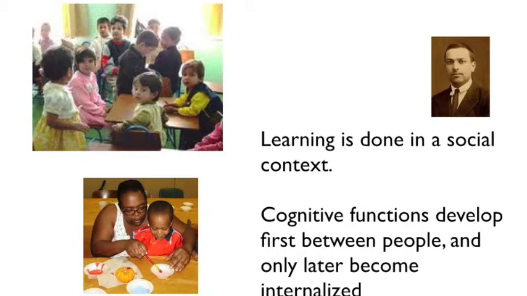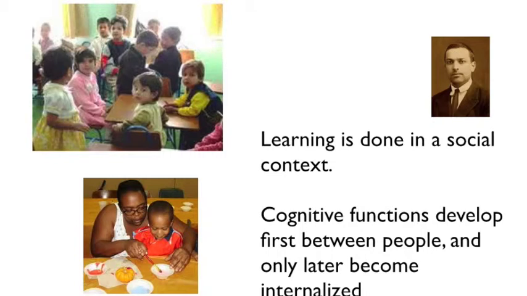You learn in the presence of others, you learn with the assistance of others, and you learn in interaction with others. And the others can be peers, like here, or they can be caregivers, like here. There's no requirement that they be particularly qualified, but we learn in the company of others. And the kind of skills and capacities for thought and for problem solving and reasoning that we develop first appear not inside your mind, not in some hidden interior space. They appear publicly between people.